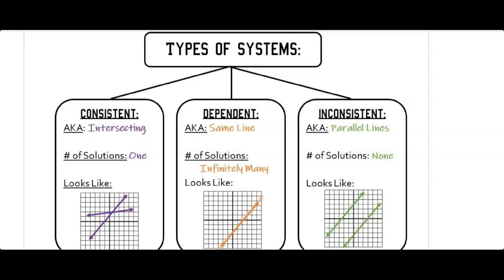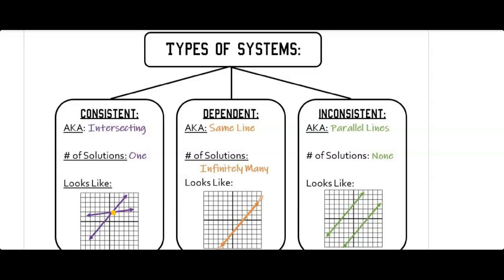The consistent, which is also sometimes called independent, is just 2 lines that intersect in any way. And you'll always have one solution there. And as we said, it's going to be where they intersect. So it's just going to be 2 intersecting lines. They could be perpendicular or not. They just cross each other somewhere.